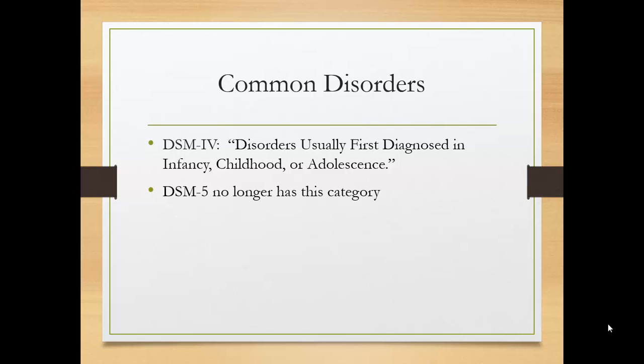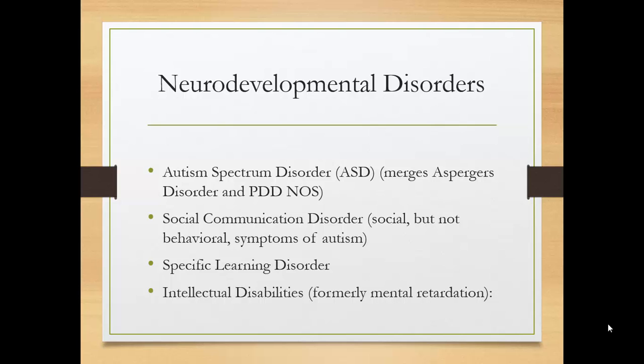As you know, or as you should know, the DSM-5 no longer has this category. So what's happened has been that the disorders that are often first diagnosed in childhood have gotten put into different places. So I wanted to just review this a little bit. And again, if you've had abnormal psych, this should just be review for you, but I just wanted to mention this. So one of the places those disorders got placed now is what's called neurodevelopmental disorders. And this makes sense, right?